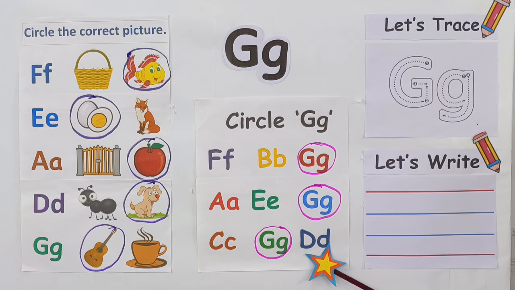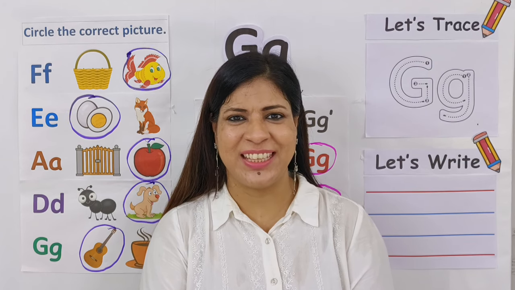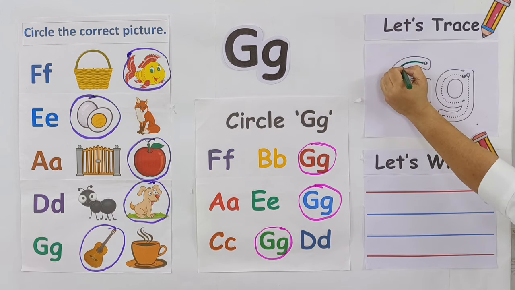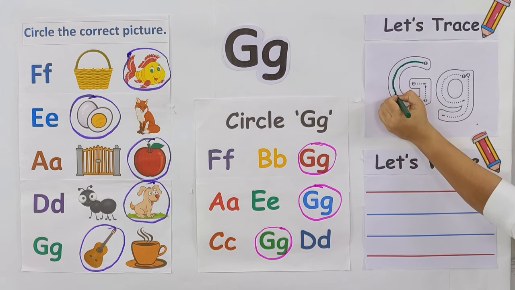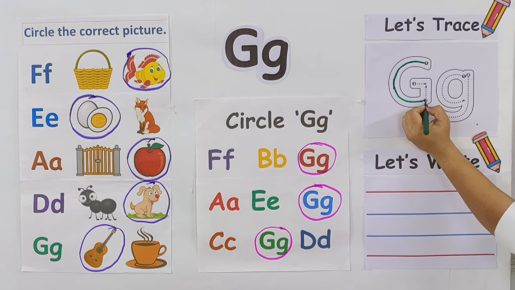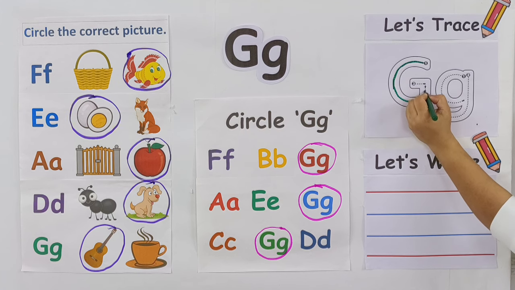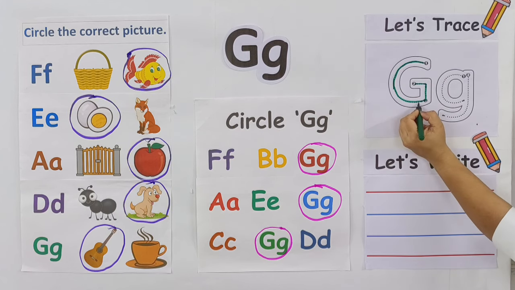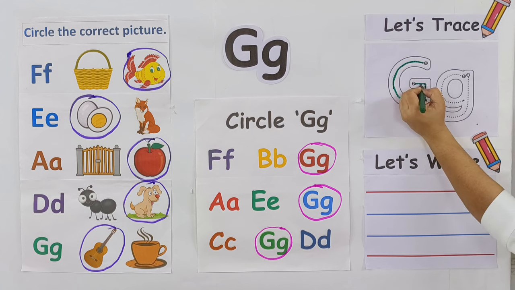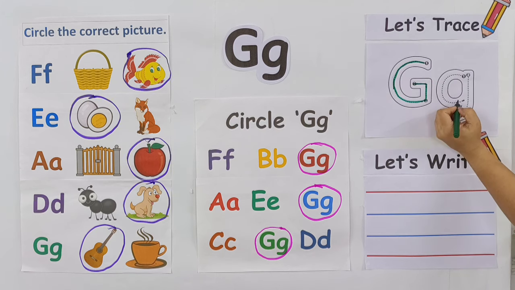It's done. Now it's time to learn how to write letter G. First, we are going to trace it. Let's trace. Make a curve. Stop. This looks like letter C. Now go up, make a standing line and go in. So first we made a curve. It looks like letter C. Then we made a standing line going up and then a sleeping line going in. It's done.